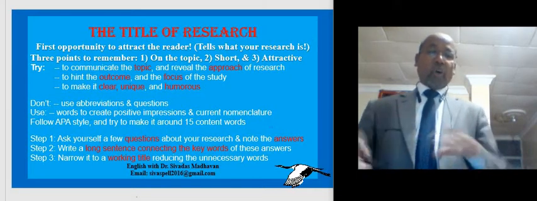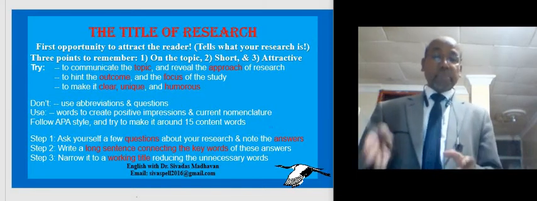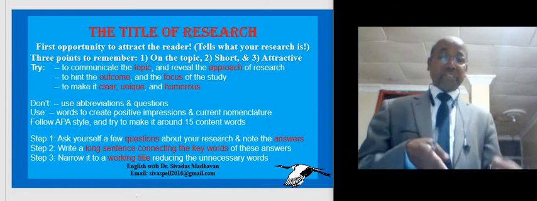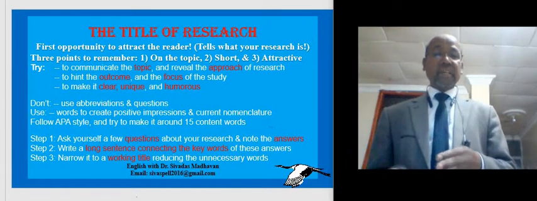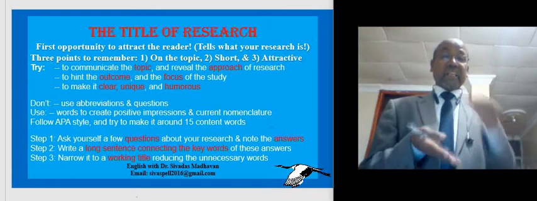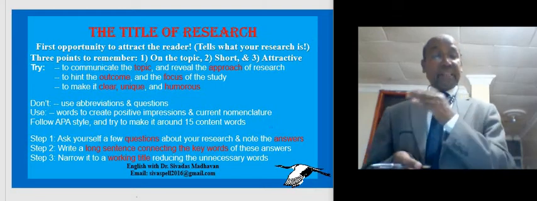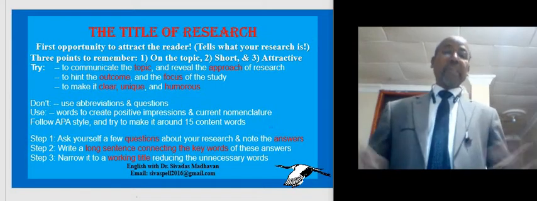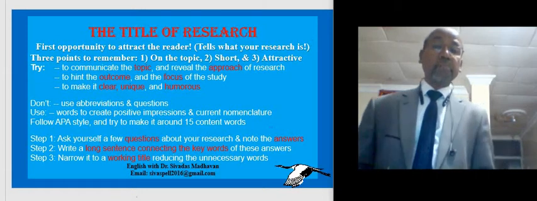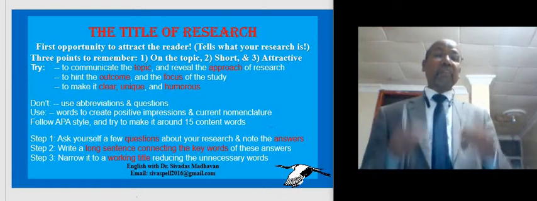Your method or your approach, etc. will be changed, and when you change your methods and approach, you have to change the title also. That means the corresponding change will be there in the title, otherwise it will not be correct. So these are the main points that I want to tell you about the research title.